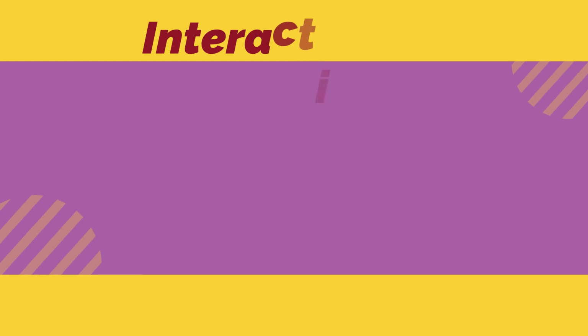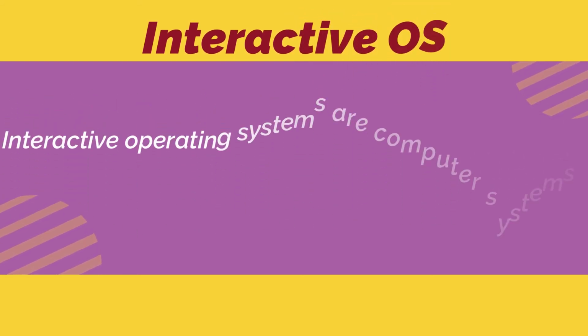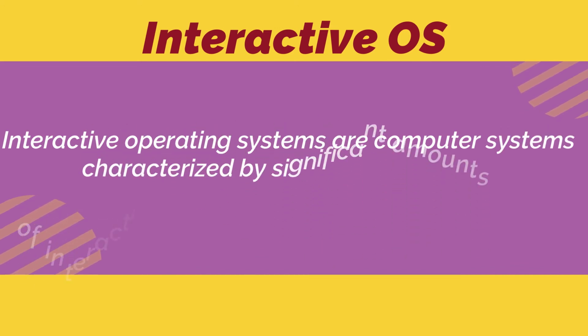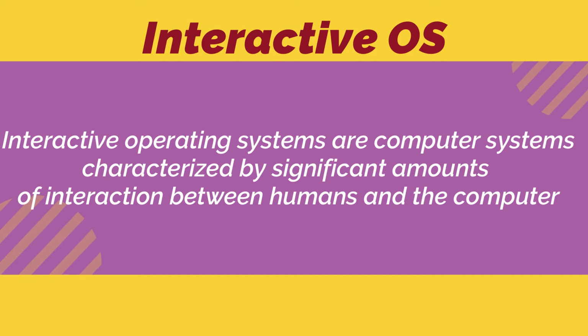The next one is the interactive operating system. The operating system that we use in Windows is an interactive operating system. This kind of operating system is a computer system characterized by a significant amount of interaction between the user and the computer, like the Windows operating system.